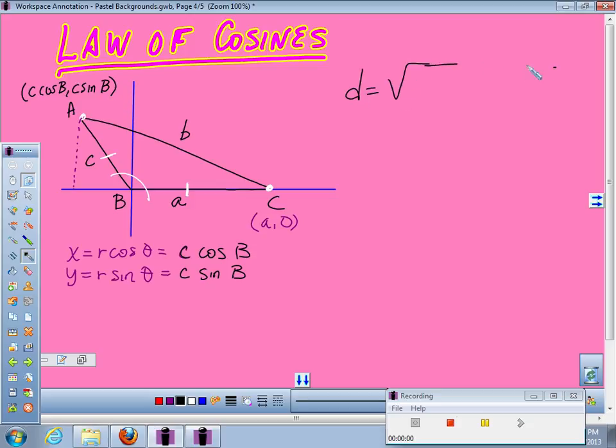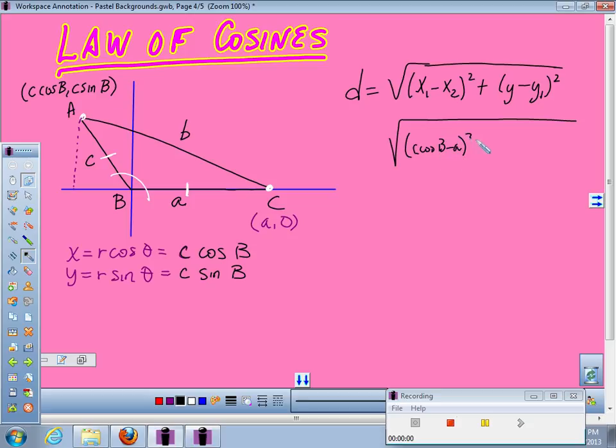Oh, yeah. In a big old square root. So if you imagine taking all these coordinates, subtracting the x-coordinates and squaring them. You're going to have c cosine b minus a, that's your x-coordinate squared. Your y-coordinates are c sine of b minus 0 squared.